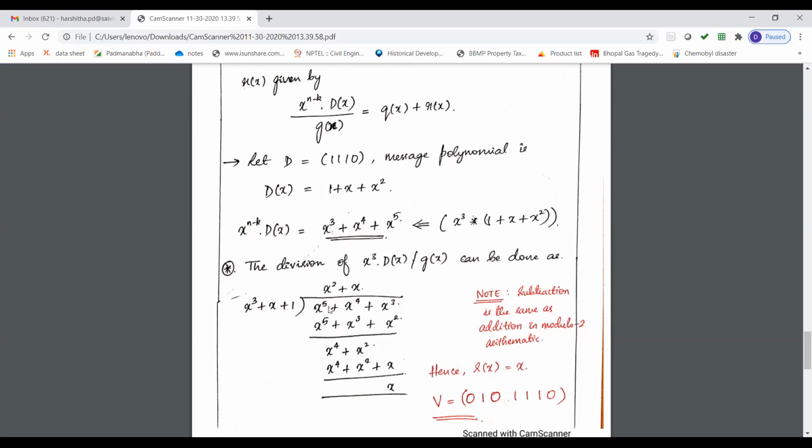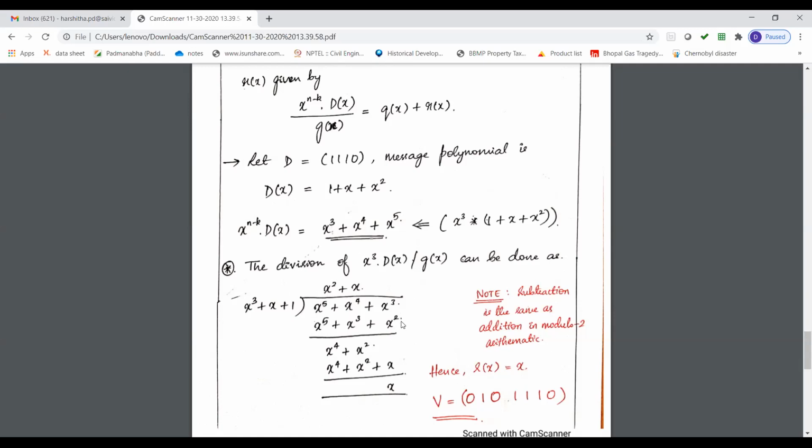So first we have the x to the power of 5 term over here. In this divisor we have x to the power of 3, so I will have to multiply it with x to the power of 2 in order to get this x to the power of 5 term. So I'll write x to the power of 2 over here. So x to the power of 3 into x to the power of 2 is x to the power of 5, plus x into x to the power of 2 is x to the power of 3, plus 1 into x square is x square.